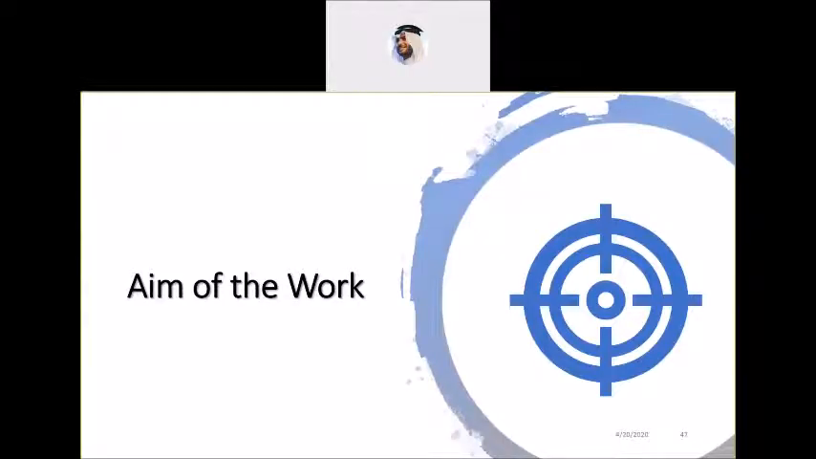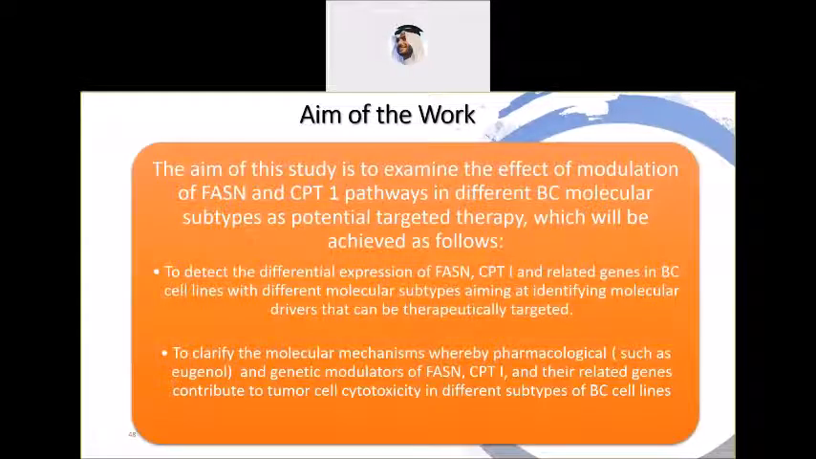So what is the aim of this work? The aim of this study is to examine the effect of modulation of FASN and CPT1 pathways in different breast cancer molecular subtypes as a potential targeted therapy, which will be achieved as follows. First, to detect the differential expression of FASN, CPT1A, and related genes in breast cancer cell lines with different molecular subtypes, aiming at identifying molecular drivers that can be therapeutically targeted.